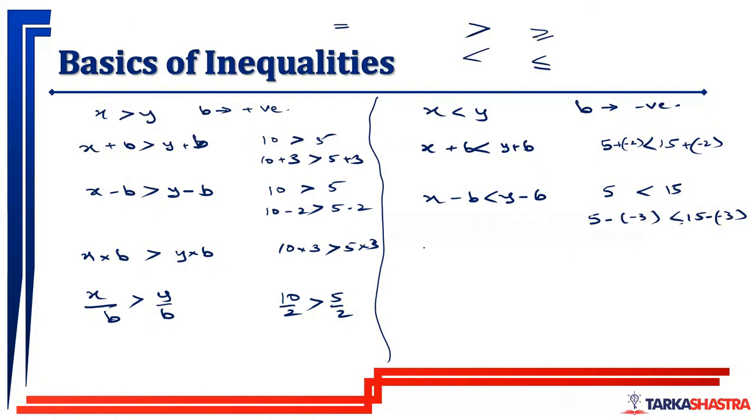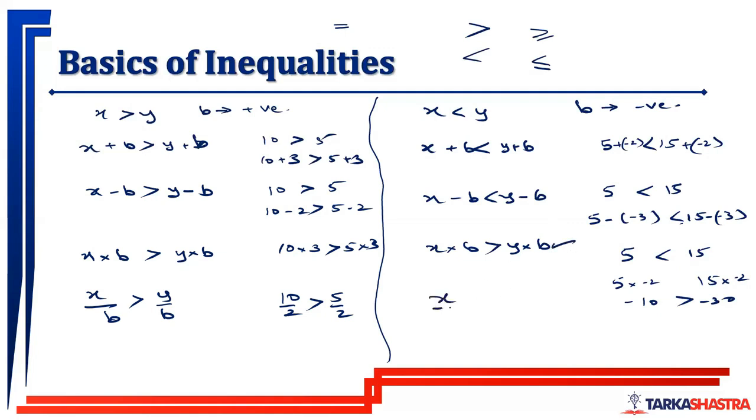But if we multiply by this negative value, the inequality will change its nature. For example, 5 is less than 15. If I multiply 5 by minus 2 and 15 by minus 2, what will we have? We will have minus 10 and minus 30. Obviously, minus 10 will be greater, no? So the inequality will change its direction.